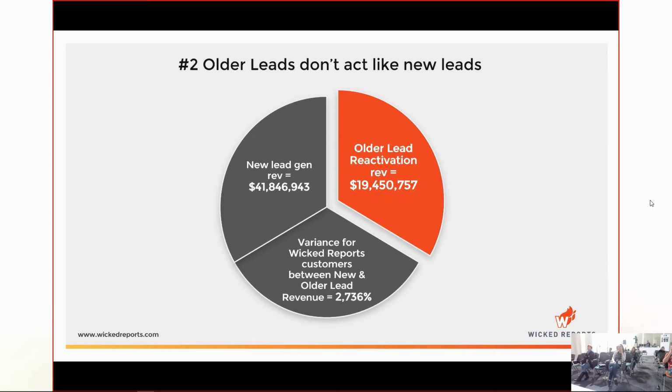The second thing is older leads don't act like new leads. Most people have an email marketing list, and they're trying to grow that list because they figure as they get more email subscribers, some of those people are going to become customers. And what we found, this is a fancy variance and revenue count, but the general lesson is that there's a massive difference between what makes an older lead buy versus a new lead buy.